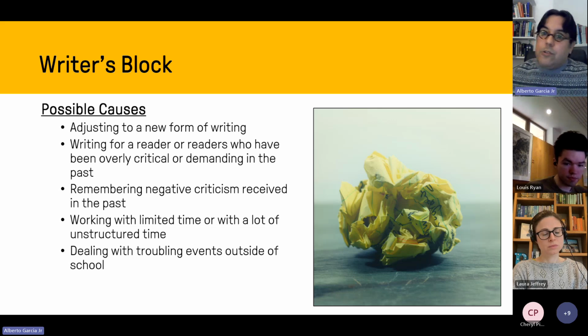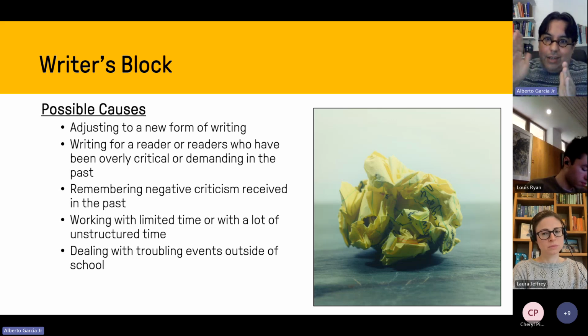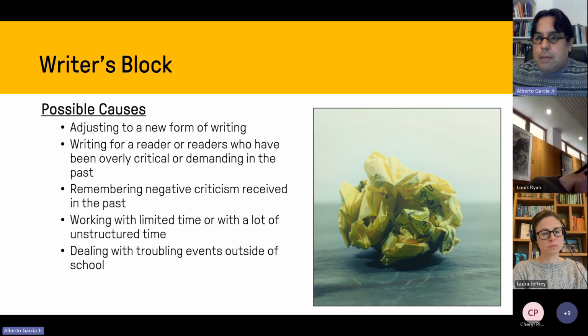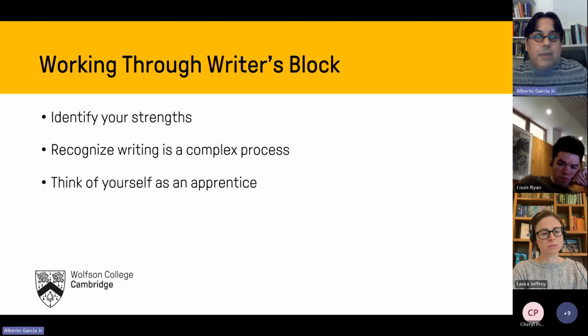Maybe you're working on a short time scale, or you have a lot of unstructured time and you see that clock ticking down. That can be really pressure-inducing as well. And also, there are events happening outside of school that can have an effect. So it's important to recognize some of the causes, and now to think about working through some writing blocks. What are some things you can do?